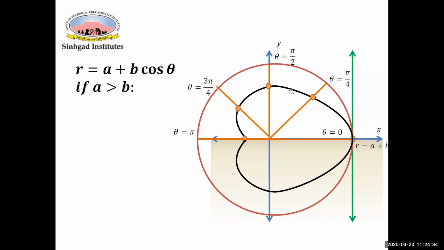It will go on decreasing, then this distance will be a, then again it will be a minus b by root 2, and along this line it will come at the distance a minus b. This distance is a minus b and this distance is a plus b. So this way your radius vector will move from 0 to pi.